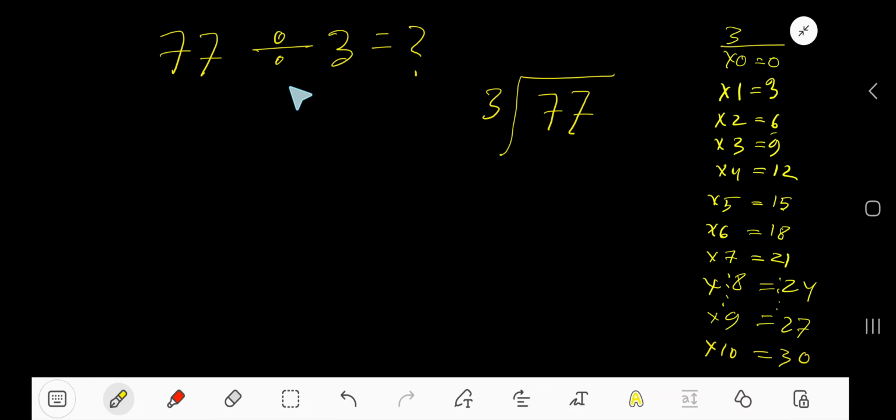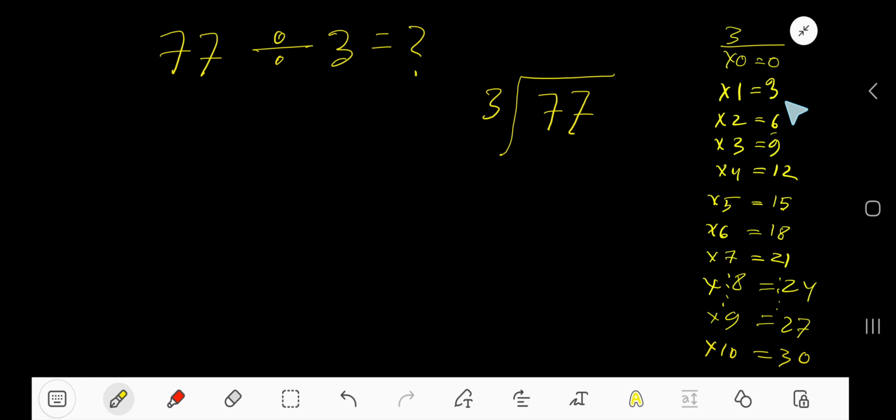77 divided by 3. Here 3 is a divisor, so we need the multiplication table of 3. 3 times 0 is 0, 3 times 1 is 3, 3 times 2 is 6, 3 times 3 is 9, 3 times 4 is 12, 3 times 5 is 15, 3 times 6 is 18. To find the multiplication table of 3, just add 3 to the previous step.